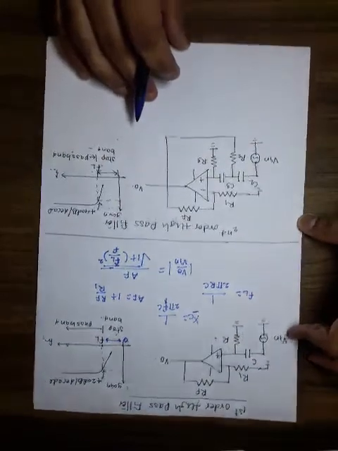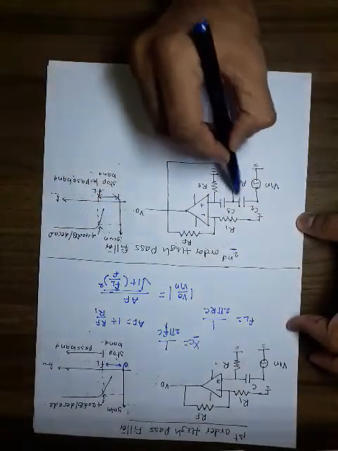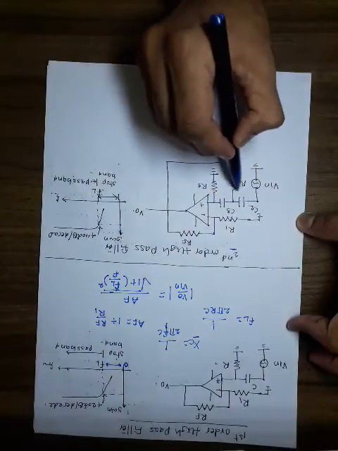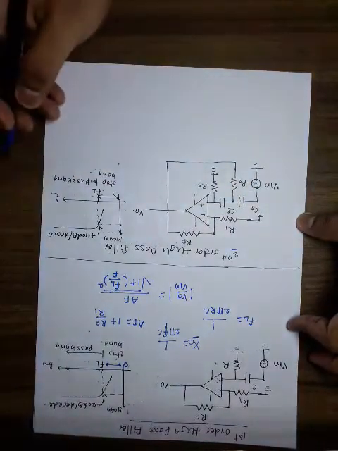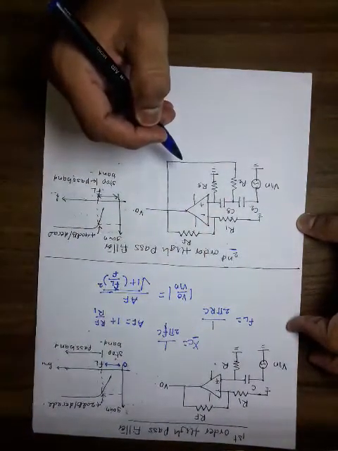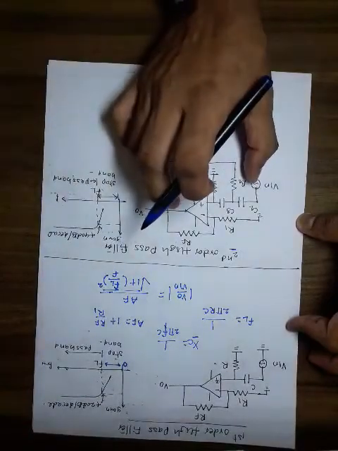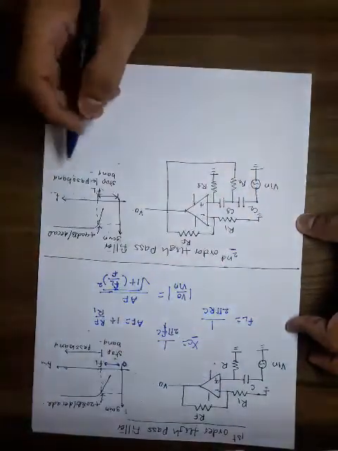Then the next circuit is second order high pass filter. Second order means a pair of this, 2 capacitors, 2 resistors. So that's why the second order. You can increase the order of the filters by cascading these. For example, a third order high pass filter is a cascade of second order filter and first order filter. So this is the third order filter.